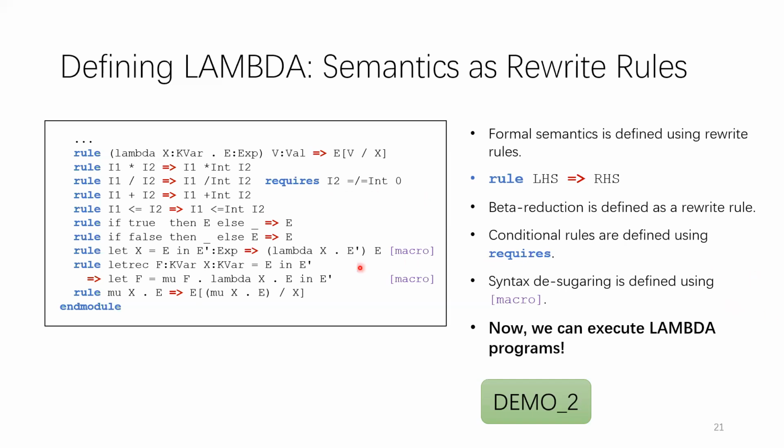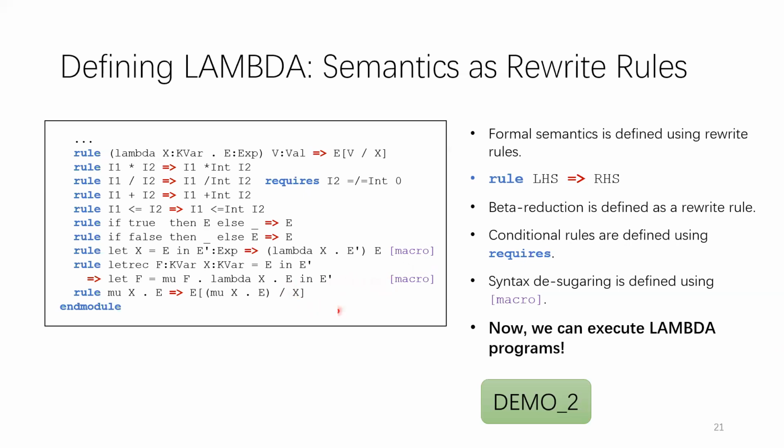Let's now look at the last 3 rules here, which are the most interesting ones. The let rule defines let as a syntactic sugar for lambda x dot e prime applied to E. And we use the macro attribute to say that this is a syntactic sugar. So the desugaring will be carried out as soon as the program is parsed and before the actual semantic rules are applied. Similarly, letrec will be desugared to let using mu, and then let will be desugared to lambda and function application, and so on.